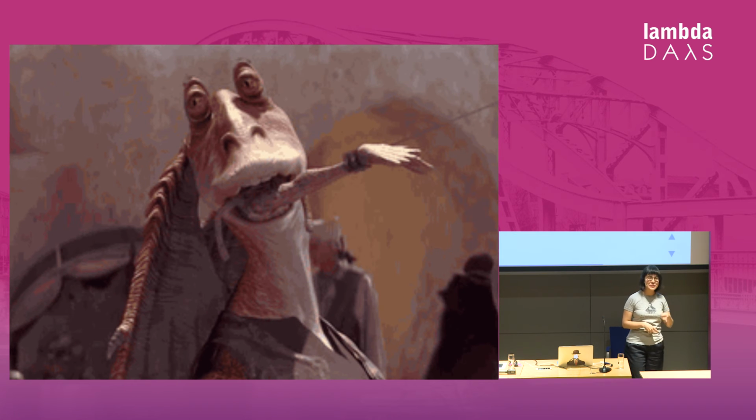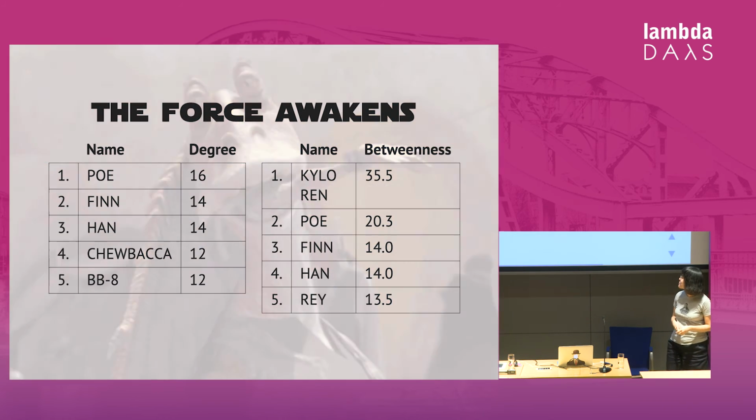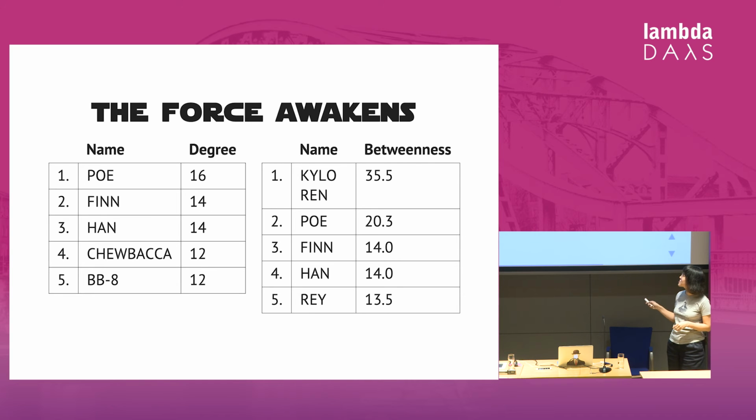So let's look at the Force Awakens. Actually, the person who interacts with the most people is Poe, which makes sense because he goes through a lot of different environments and talks to a lot of other characters. And in terms of betweenness, the most central character is Kylo Ren. And it sort of makes sense as well, because he is the character that sort of connects some characters from the original trilogy with the new trilogy. And he also talks to a lot of different people, which gives him the high betweenness. So it does make sense.